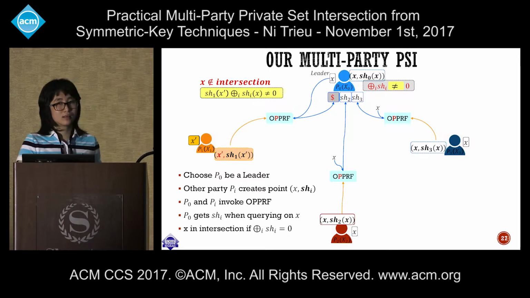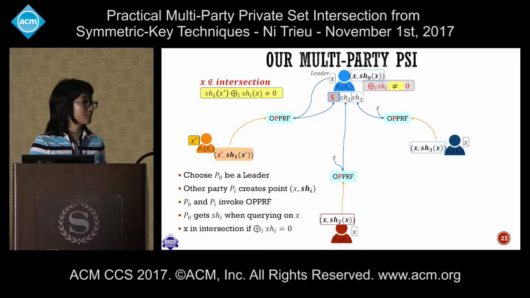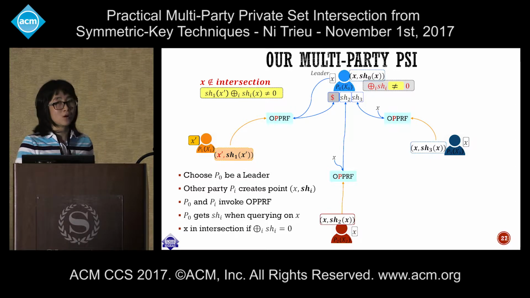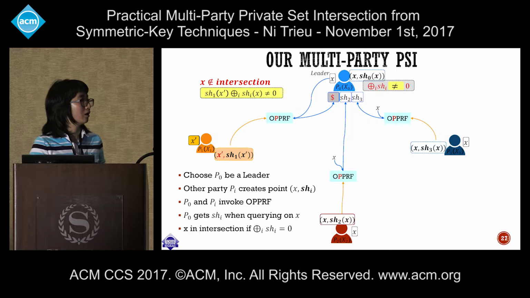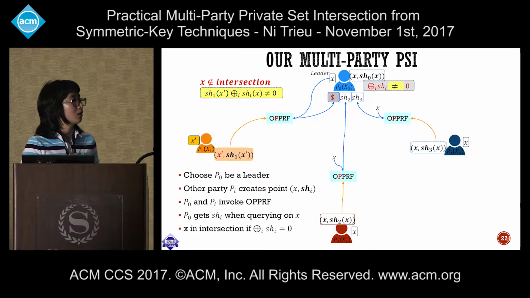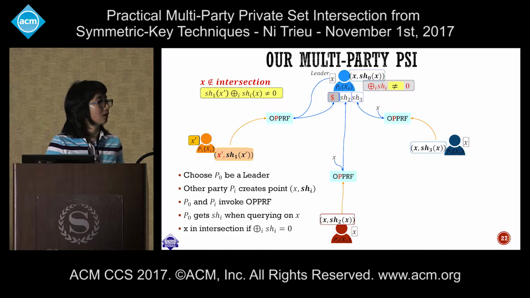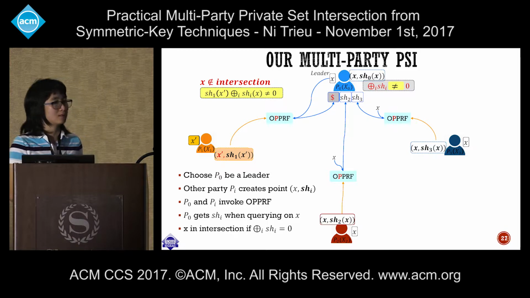Now if X isn't in the intersection, say P1 has X prime, from our zero sharing protocol, the XOR of the shares doesn't equal 0. Now P0 and P1 involve OPPRF. Because the leader has X but P1 has X prime, they have different points, so the leader receives a random value. Therefore, the XOR of them doesn't equal 0. So X is not in the intersection.